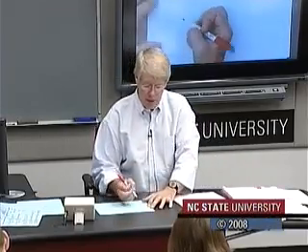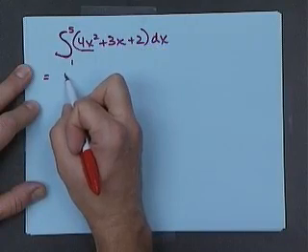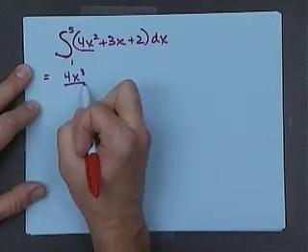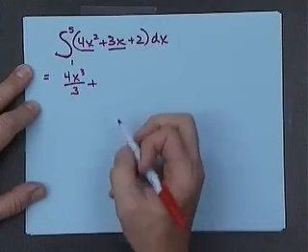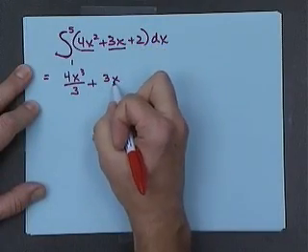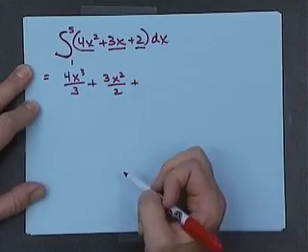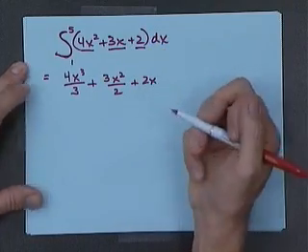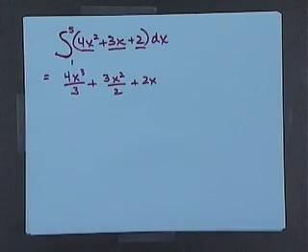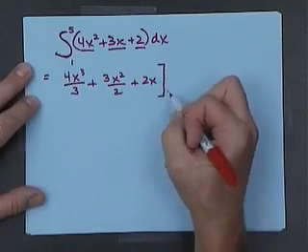Antiderivative or integrate. Okay? So what's the antiderivative of 4x squared? 4x cubed over 3, or 4/3 x cubed. What's the antiderivative of 3x? 3/2 x squared, or 3x squared over 2. Antiderivative of 2. 2x. We do not need the plus c because we're going to do some subtraction. Whatever this arbitrary constant is, it would be the same in the subtraction.